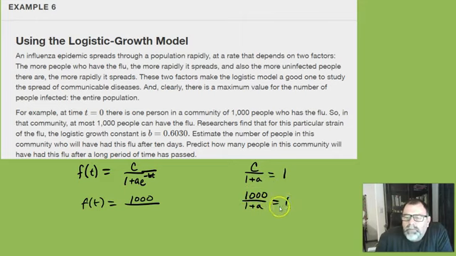Okay, we can just cross multiply. Think of it that way. So 1,000 equals 1 plus A, if you multiply that way. And so that must be A is 999. 1 plus 999 e to the negative B, B is 0.6030, and then t.